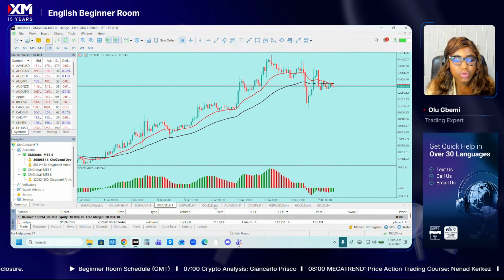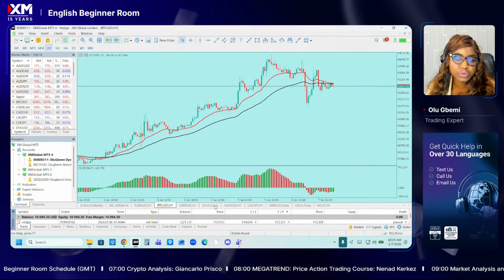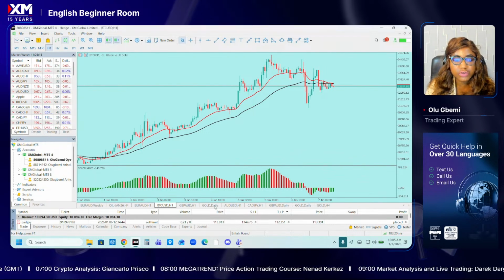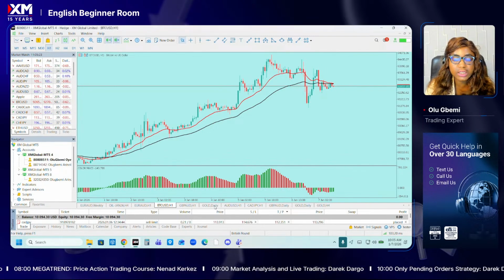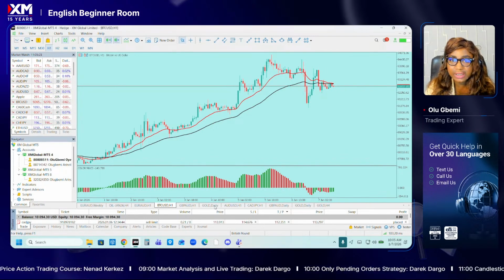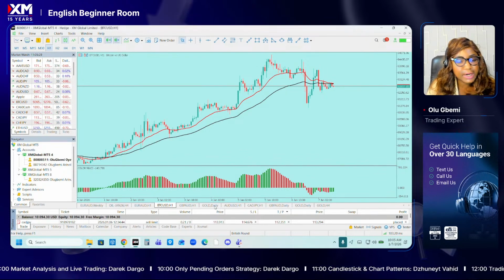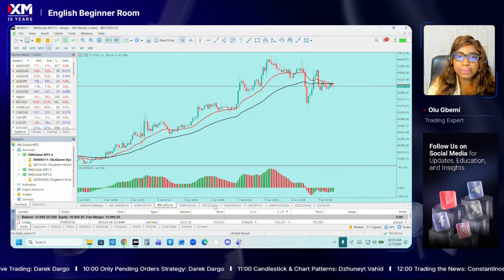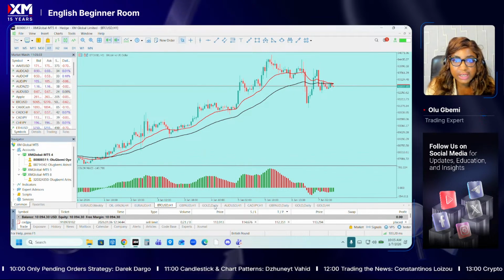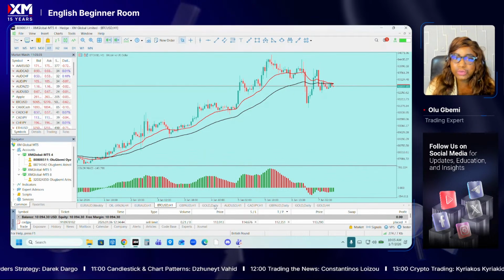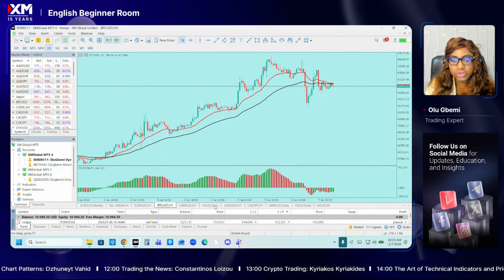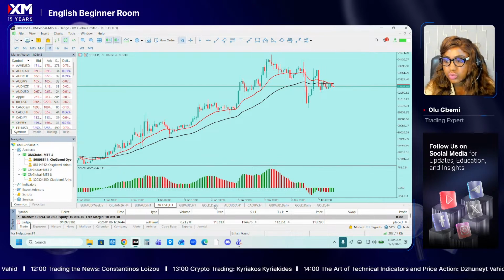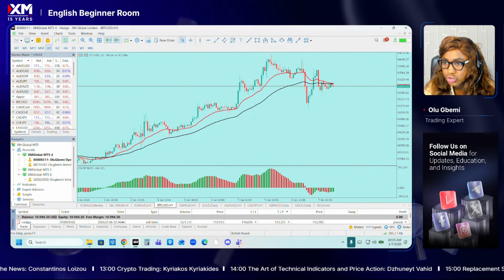So basically, what do we do? We're going to be looking into the different charts by assessing what the structure of the market is, so that we apply the right strategy for whatever market structure we have. If we find a trending market, we're going to be using a trending market strategy. If we find a ranging market, we are also going to be using a ranging market strategy. So the first thing we will do is look at the structure of the market.